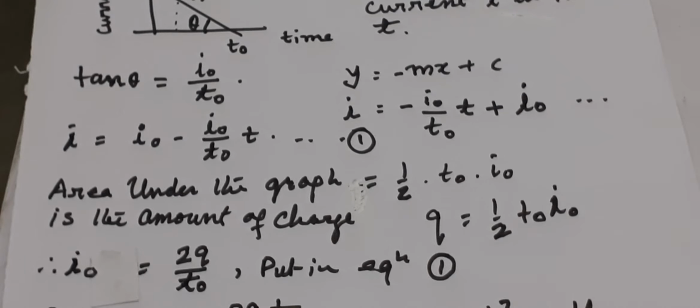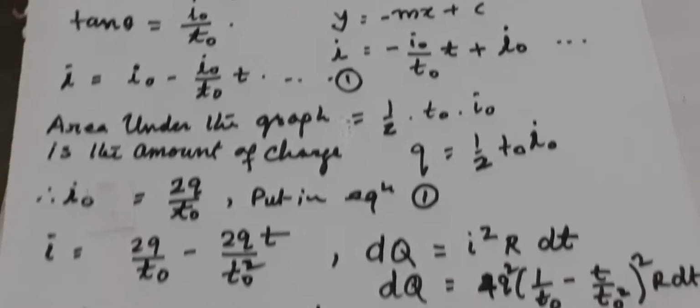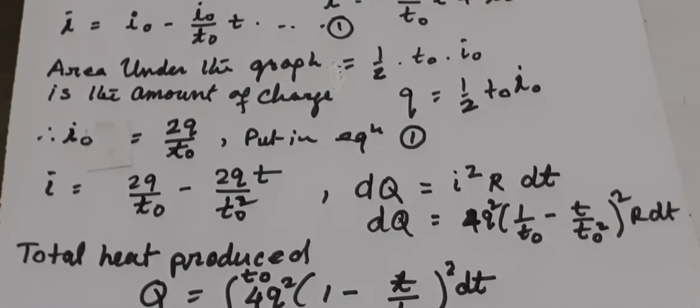We can write q equal to half t naught I naught, that I mean to say. Now from here find out I naught in terms of q, twice q over t naught. Put it in the equation of current that is already available. I will become twice q by t naught minus twice q by t naught square into t.